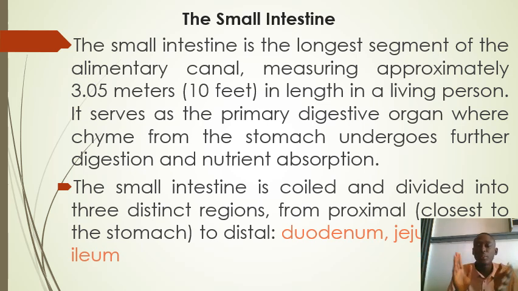So the small intestine is divided into three distinct regions. From proximal, which is the closest to the stomach, is the duodenum. The duodenum is majorly concerned with digestion. Then the jejunum is majorly concerned with absorption, how to extract nutrients from the food particles. And then the ileum, which is also selectively involved in the absorption of nutrients.